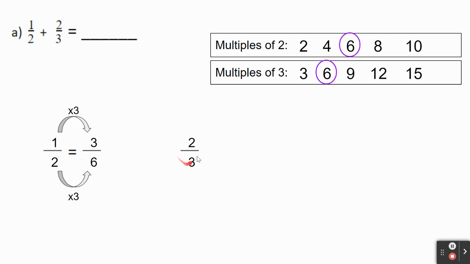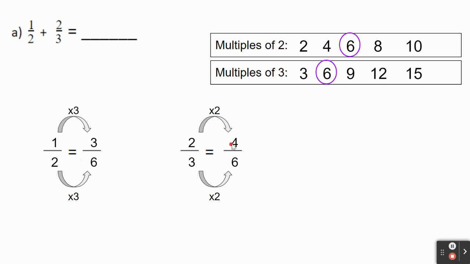Let's do the same thing for 2/3. Well, we know the denominator in our equivalent fraction is going to be 6, since 6 was the first common multiple in both lists. Now let's ask ourselves, what do we multiply by 3 to get to 6? Well, 3 times 2 equals 6. So since we're multiplying by 2 on the bottom, we're going to multiply by 2 on the top. 2 times 2 equals 4. So 2/3 is an equivalent fraction to 4/6.